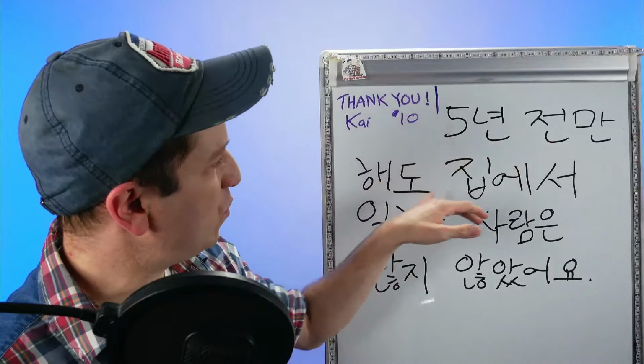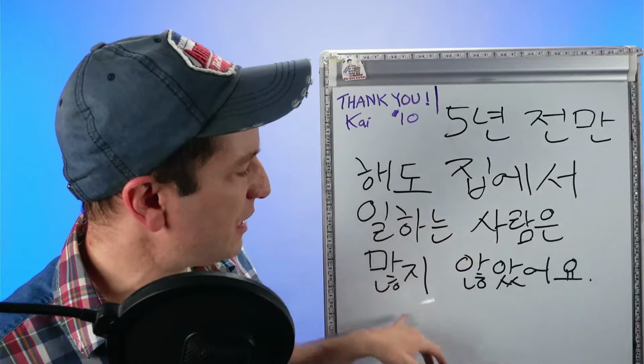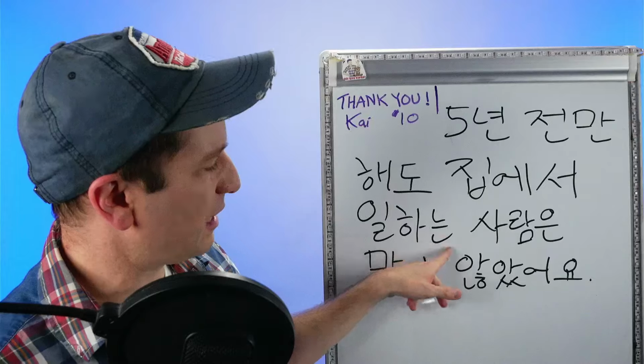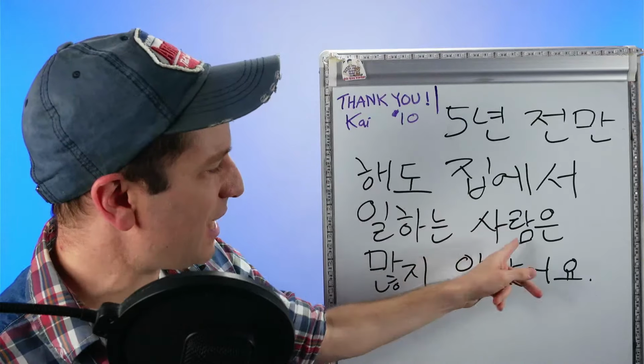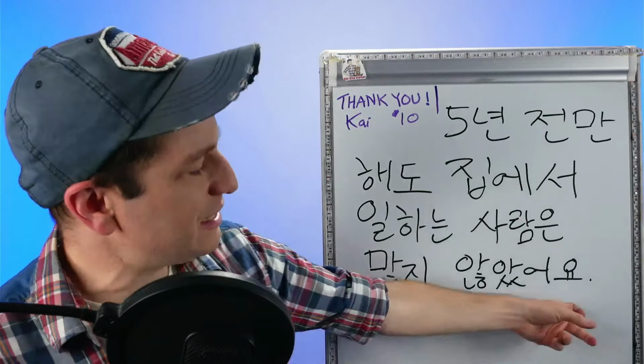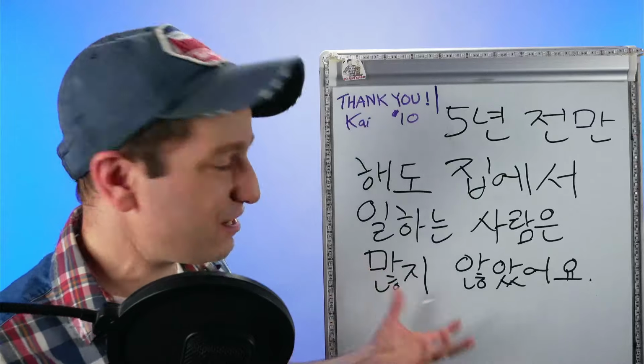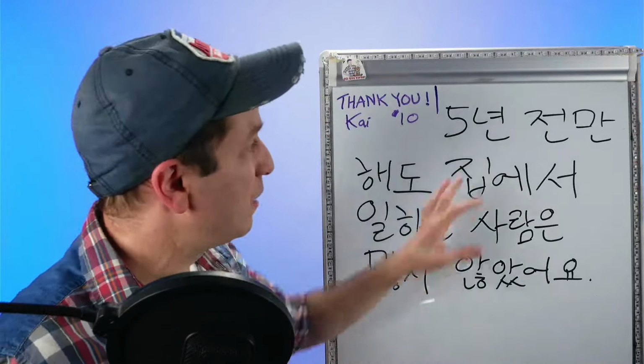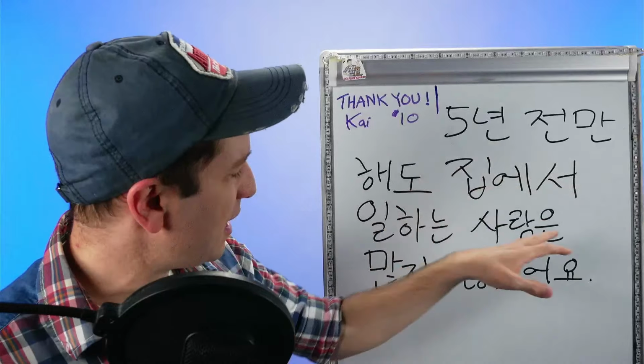5년 전만 해도 집에서 일하는 사람은 많지 않았어요. So even just 5 years ago, 집에서 일하다, to work at home, 일하는 사람, so people working from home, 많지 않았어요. 많다 is to be a lot, so there weren't a lot of people working from home even just 5 years ago. 5년 전만 해도 집에서 일하는 사람은 많지 않았어요.